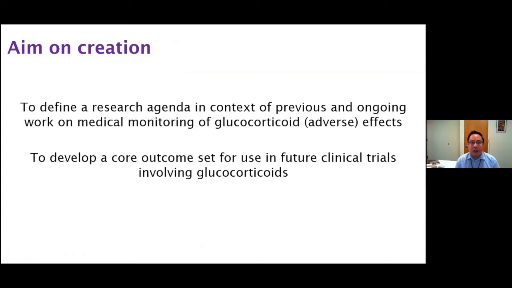Therefore, starting at OMERACT 2014 and over the next 2 years leading up to 2016, the following aims of the group were created. Firstly, to define a research agenda in the context of previous and ongoing work on medical monitoring of glucocorticoid effects, and secondly, to follow the OMERACT process of core outcome set creation and subsequent instrument selection.